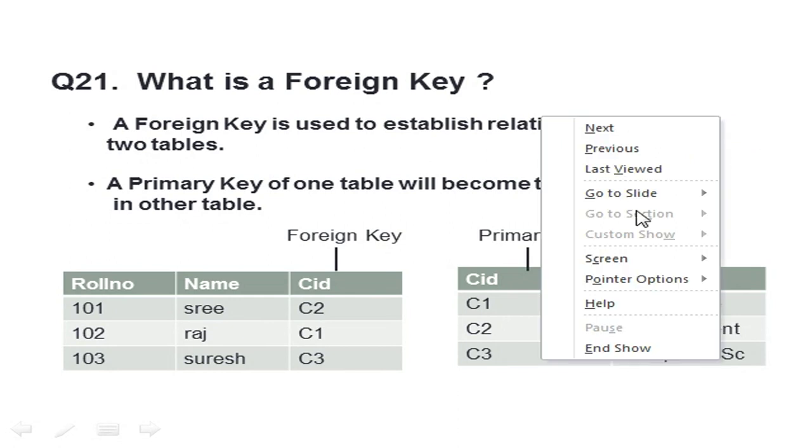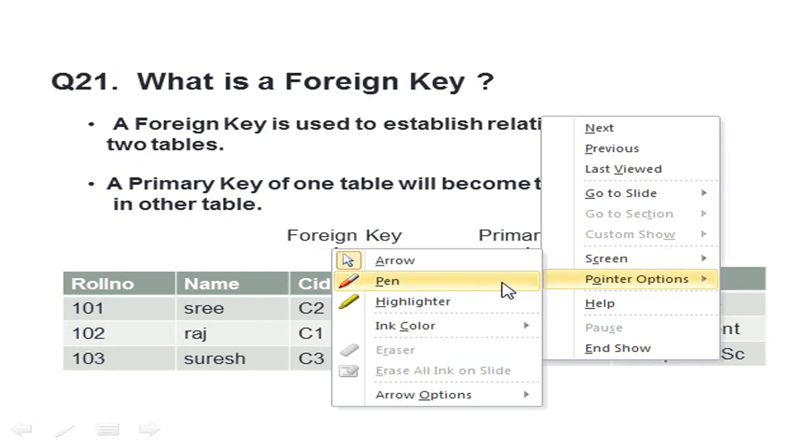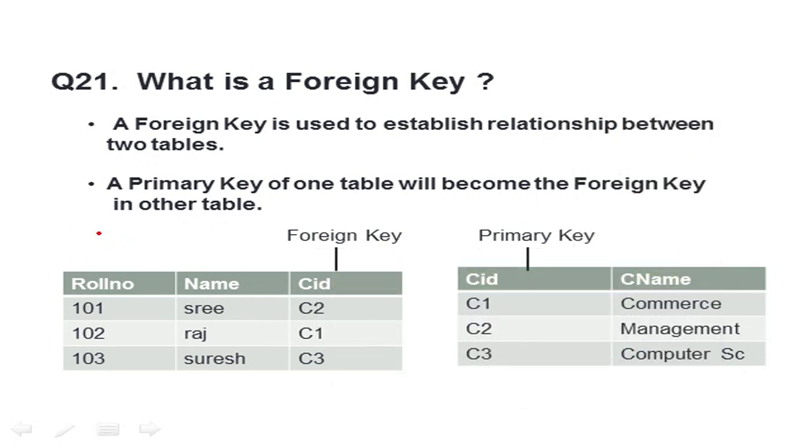So don't get confused. I can call this table as student details table, STD DET. This is the first table, and this is called the second table, which I can call as course details table. Course table or course details table, right?